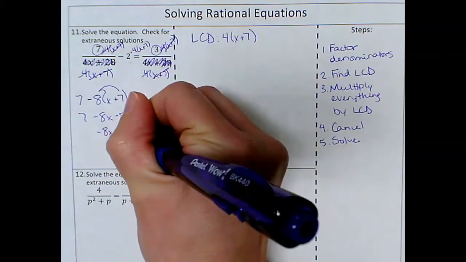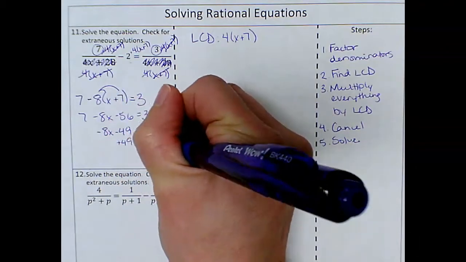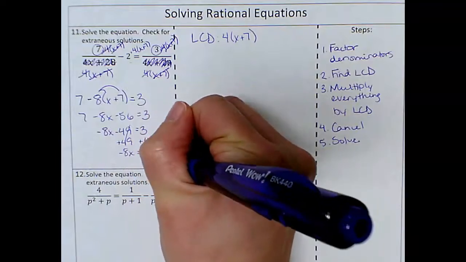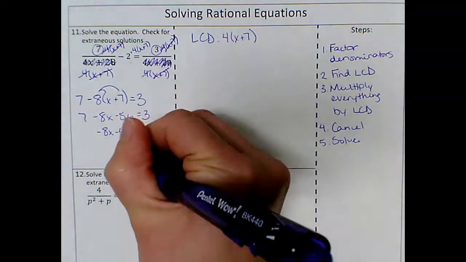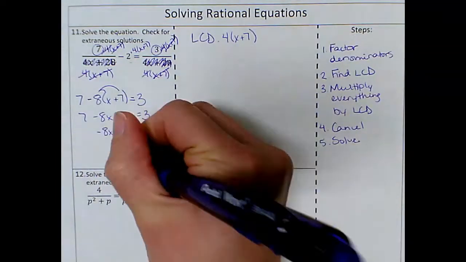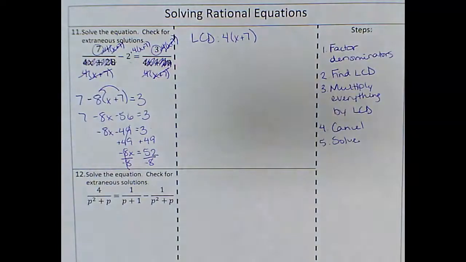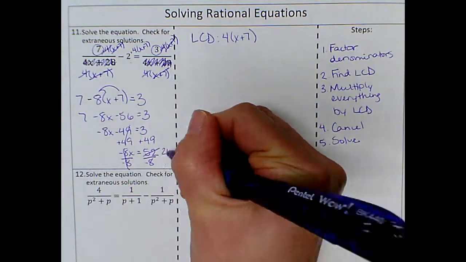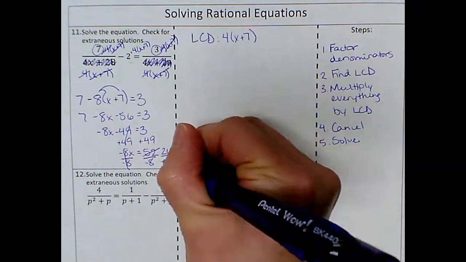I'm going to move the constant. I'm going to divide by the coefficient. X equals 52 over negative 8. That's not a nice pretty integer. However, I can simplify numerator and denominator by 2. So 52 divided by 2 is 26. Negative 8 divided by 2 is negative 4.